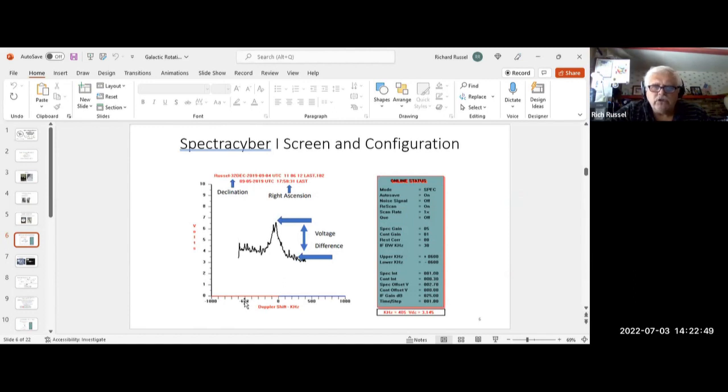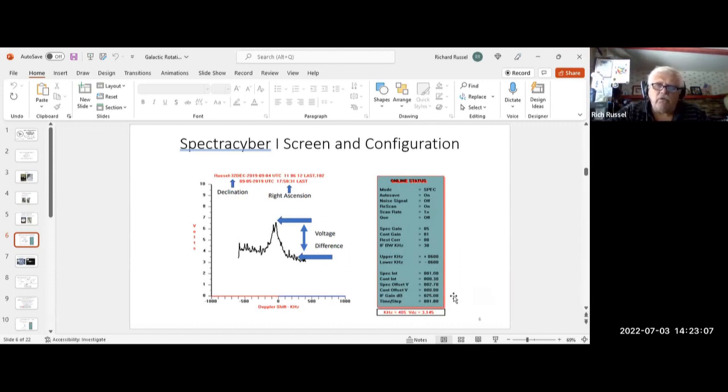It measures in voltage. The bottom right gives you a real-time voltage number, so it actually tells me the data. It says I'm getting 405 kilohertz at 3.145 volts.